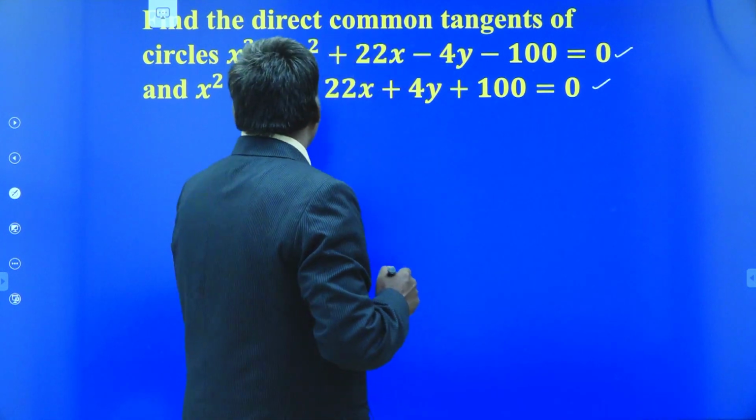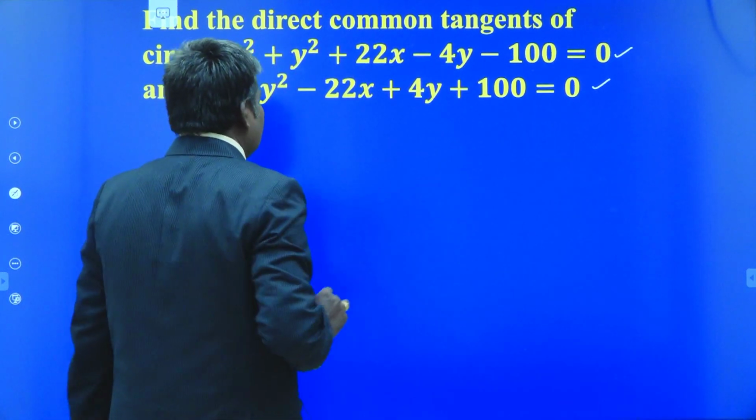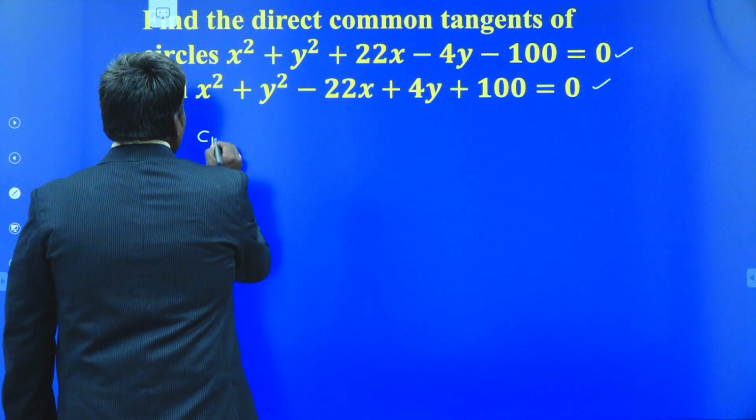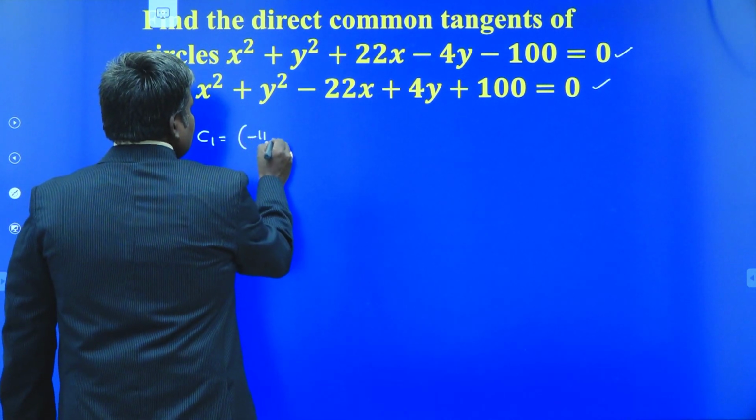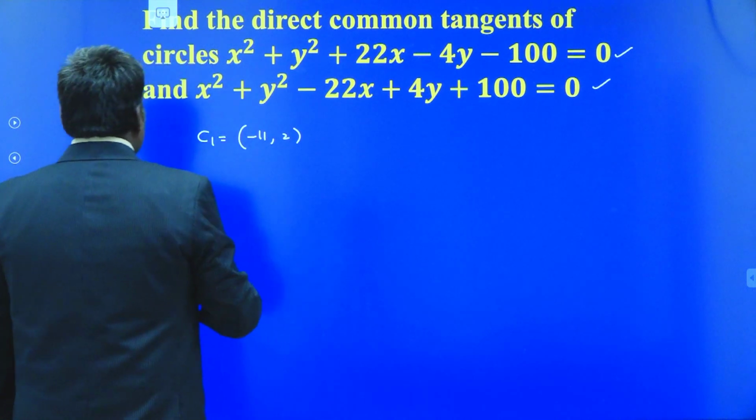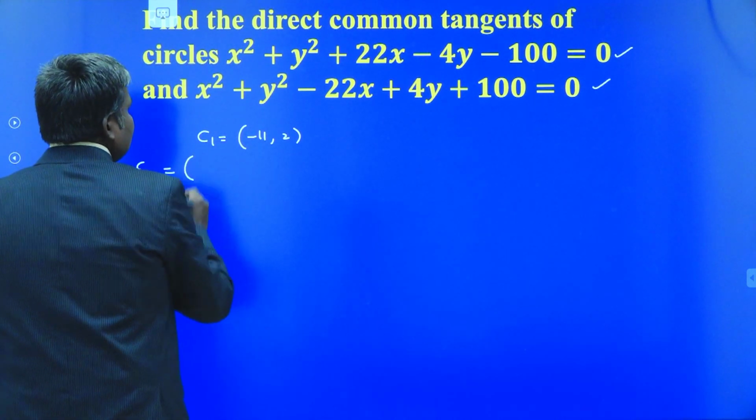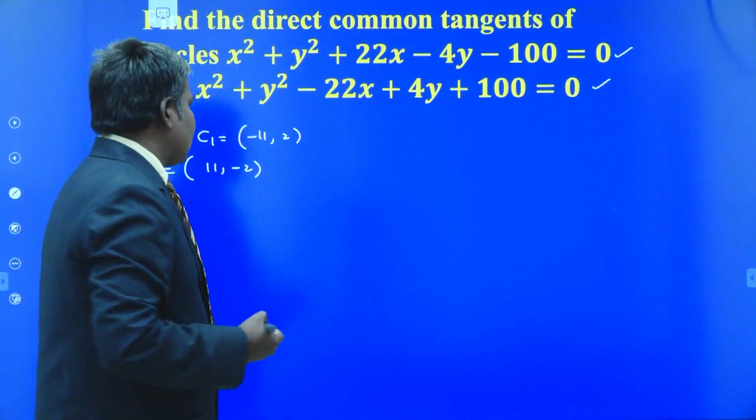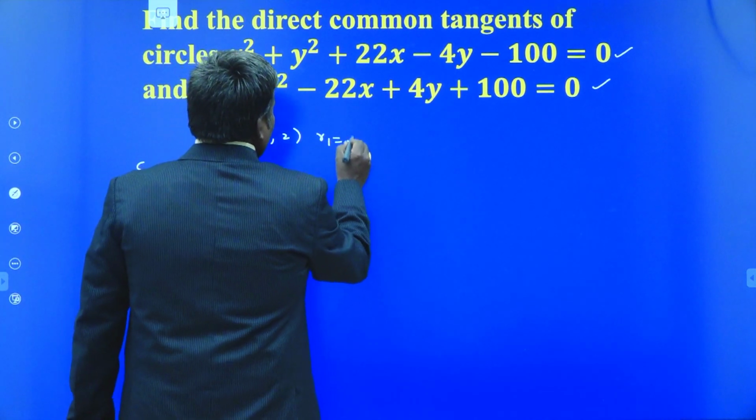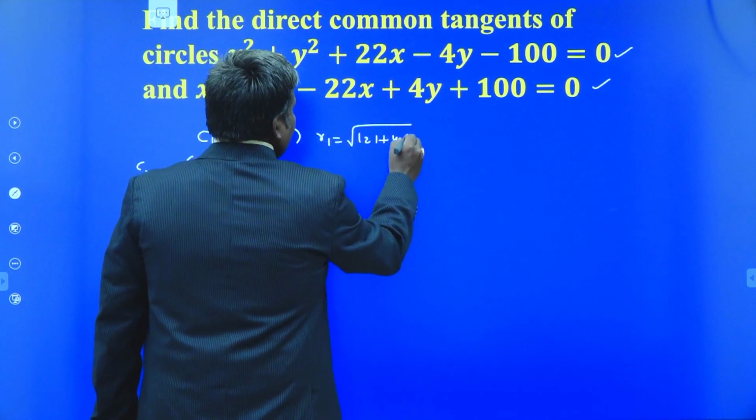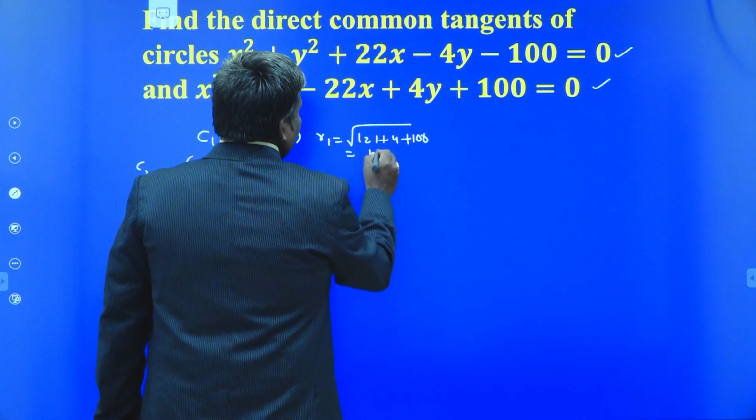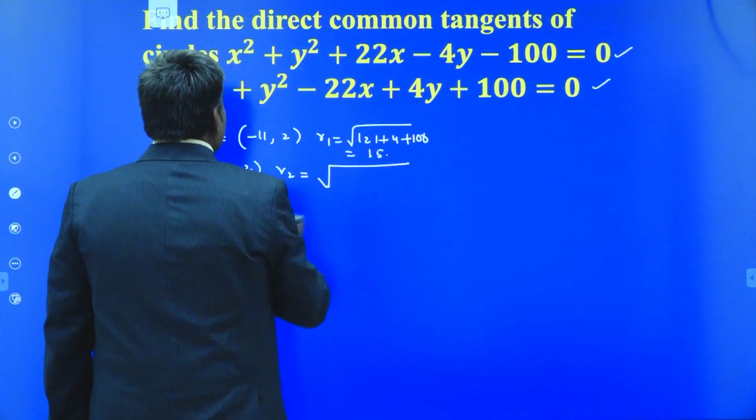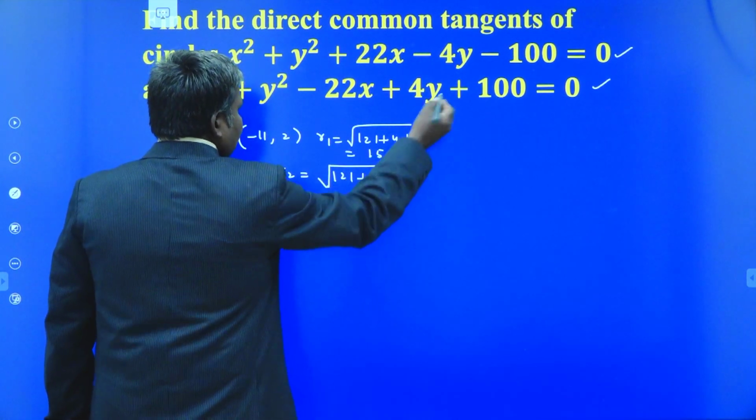Let us see what that method is. These are the two circles. We are going to find the direct common tangents. What is the center of the first circle here? C1 is equal to minus 11 comma 2. What is the center of the second circle here? C2 is equal to 11 comma minus 2. These are the centers of the two given circles, and the radius of the first circle is what now? That is 121 plus 4 minus of minus 100, 225, under root value is 15. What is the radius of the second circle now? Square root of, in the same manner, 121 plus 4 minus 100.